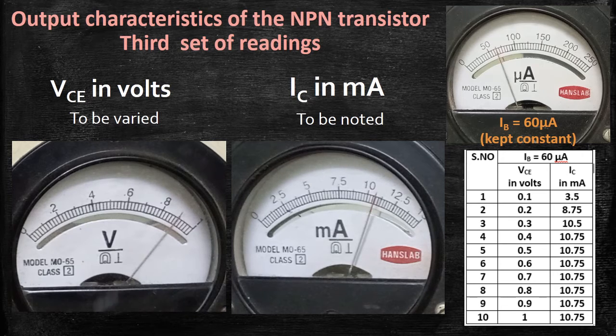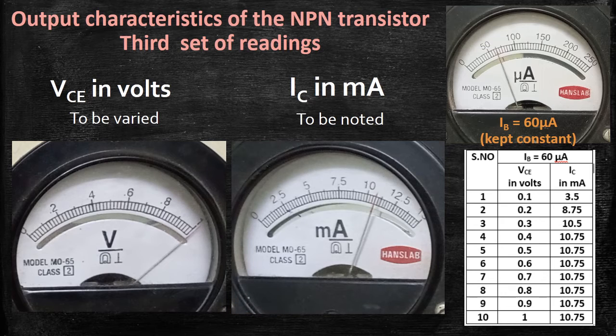VCE value is 0.9. Look at the value in IC. No change. Again it shows 10.75. Now I am going to take the final reading. Now the value of VCE is 1 volt. Look at that. The value of IC is 10.75. So no change in the IC value.